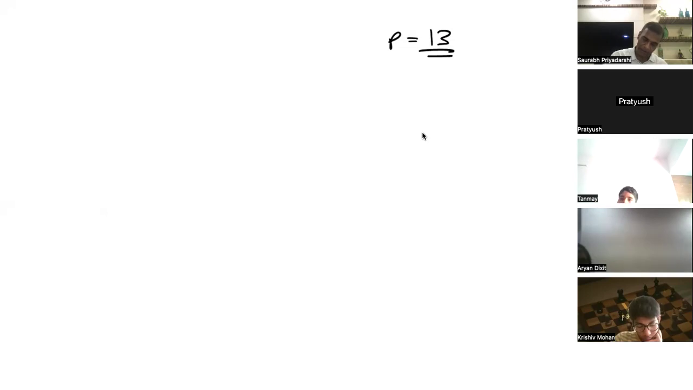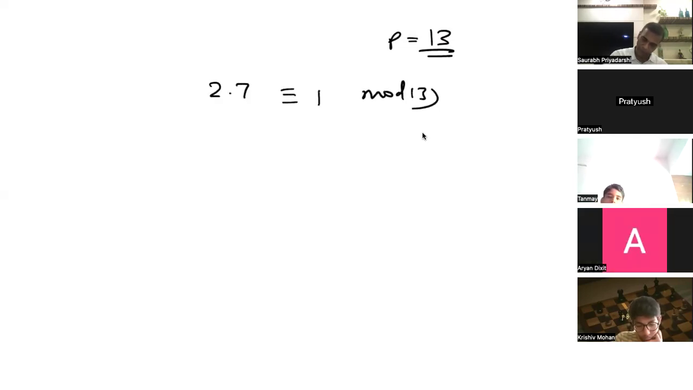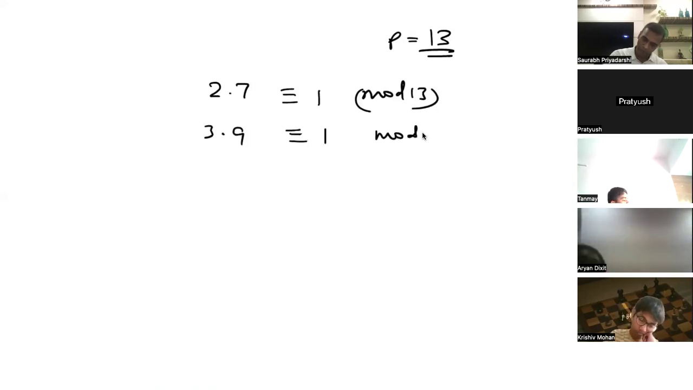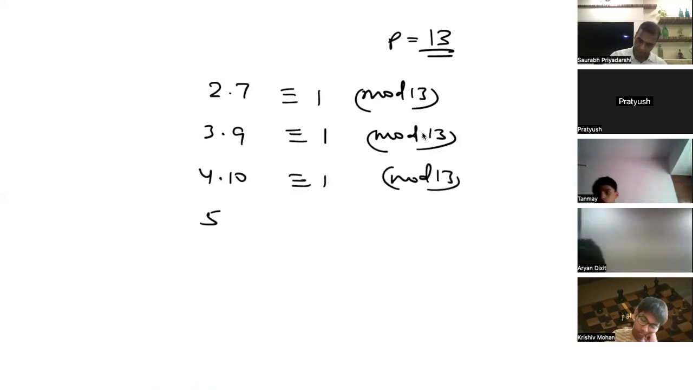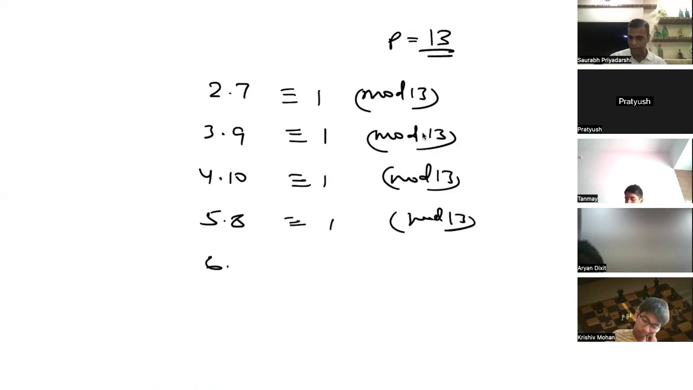2 and 7 are congruent to 1 mod 13. 3 and 9 are congruent to 1 mod 13. 4 and 10 are congruent to 1 mod 13, right? 5 and 8 are congruent to 1 mod 13. And 6 and 11 come as 1 mod 13. Means all the numbers are there, right?